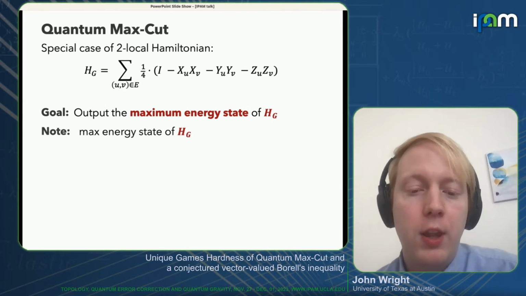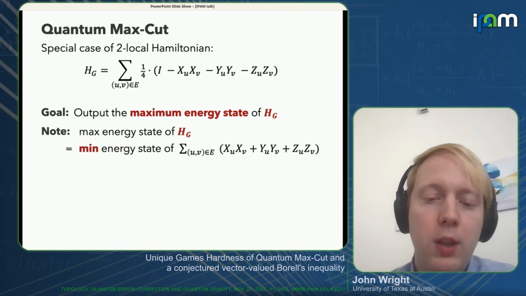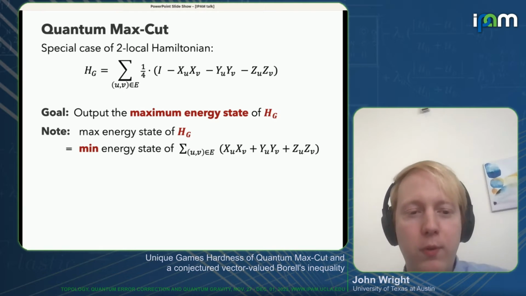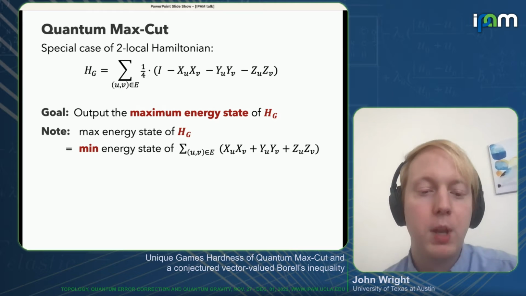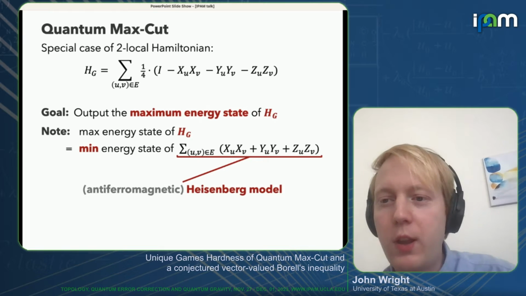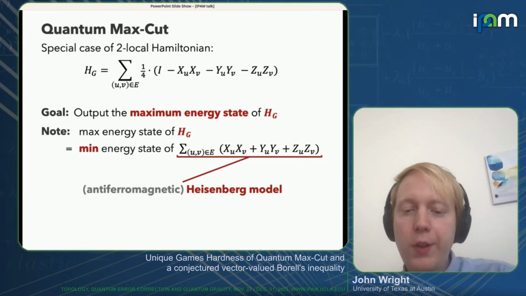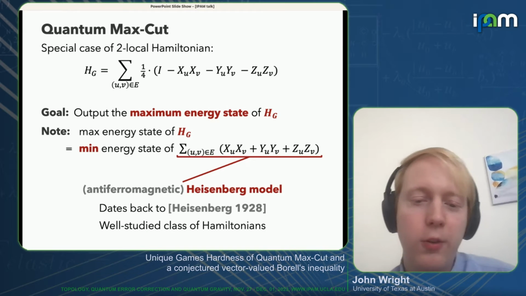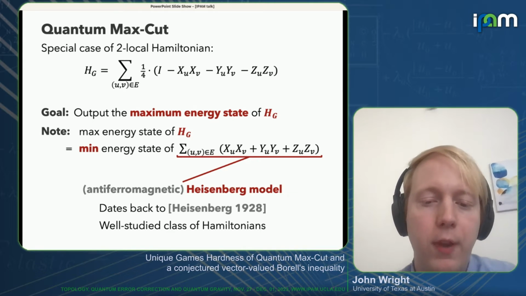Note that the maximum energy state of H_G is just equal to the minimum energy state of this thing right here: the sum over all edges uv of XX, YY, and ZZ. That's just because we've negated the Hamiltonian and then thrown out the identity term, which doesn't change which state is the minimum energy state. A Hamiltonian of this form comes from the anti-ferromagnetic Heisenberg model. So this is a well-studied class of Hamiltonians. They date back to a paper by Heisenberg in 1928, and there's a lot of physics literature on these models.